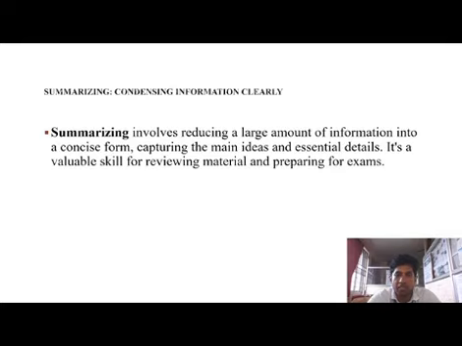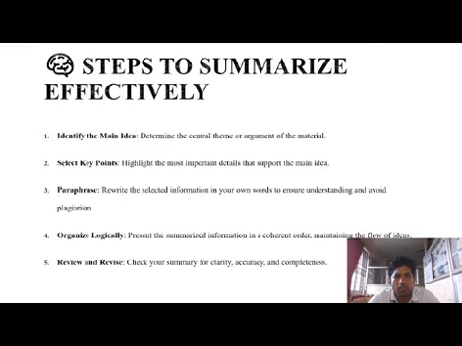So the next one is summarizing. So how to condense the information clearly. So summarizing involves reducing a large amount of information into a concise form. So capturing the main ideas and essential details. So it is a valuable skill for reviewing material and preparing for exams. So when you summarize a book in a 4 page or 5 page notes, then you could easily capture the core ideas of the book you have read.